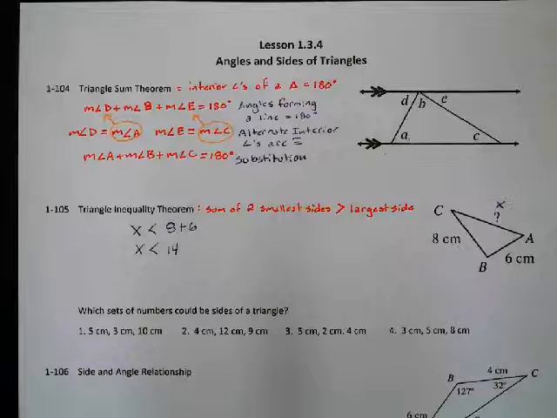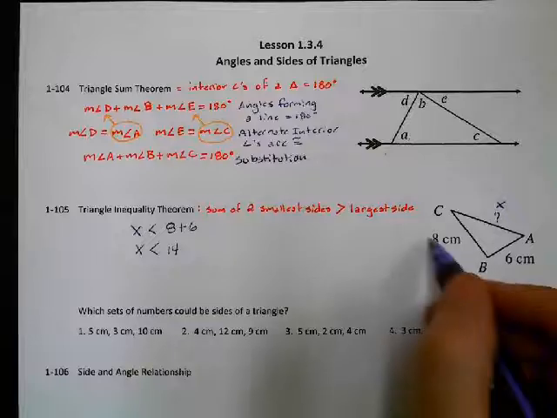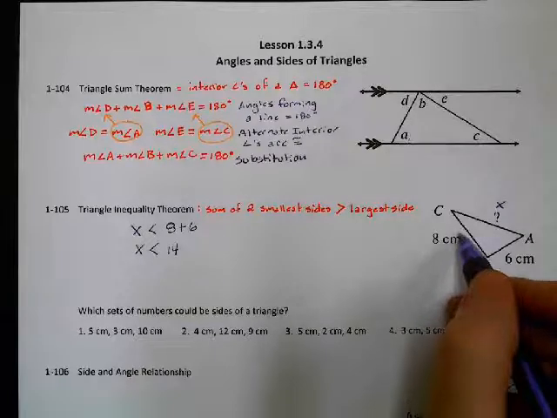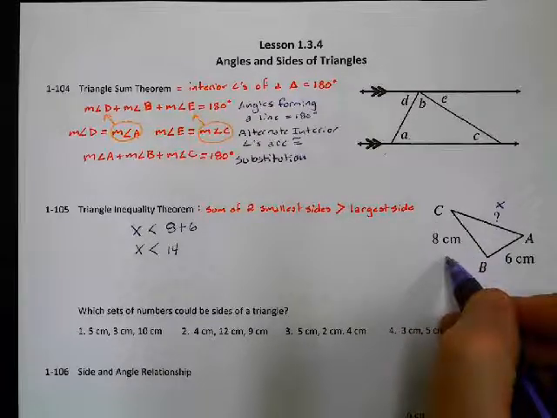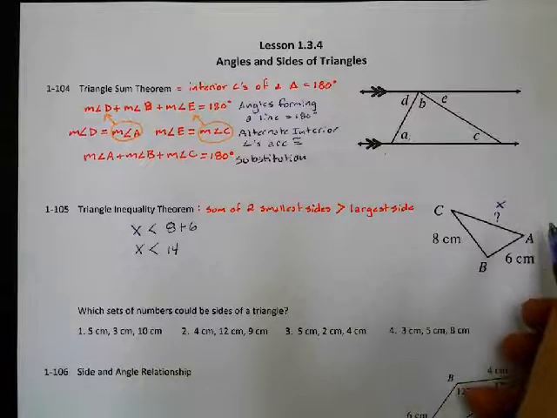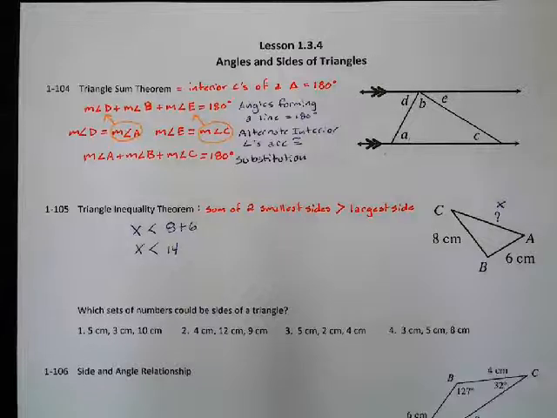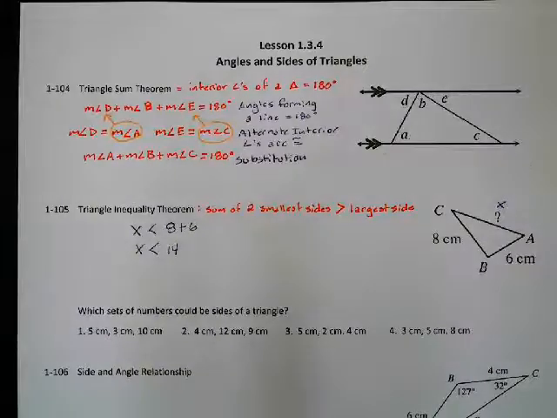But wait, what if 8 were the smallest side? 6 can't, the biggest side. I said smallest. What if 8 were the biggest side? So that's another case I have to take into account. Now, it doesn't look like it, but when we look at pictures in geometry, we never just base it off of what it looks like. We look at the numbers because sometimes the drawing isn't drawn perfectly. What if 8 was the biggest side?